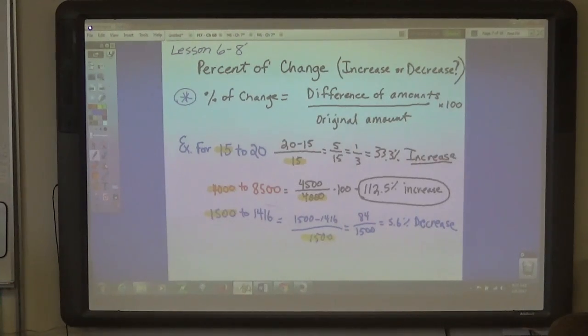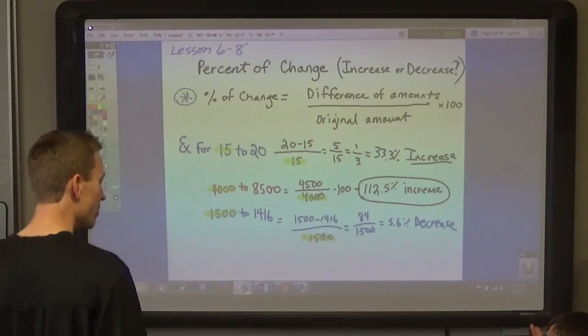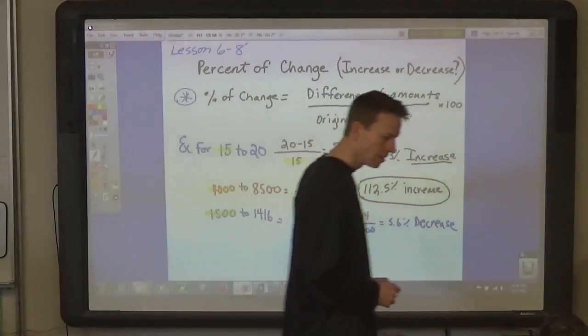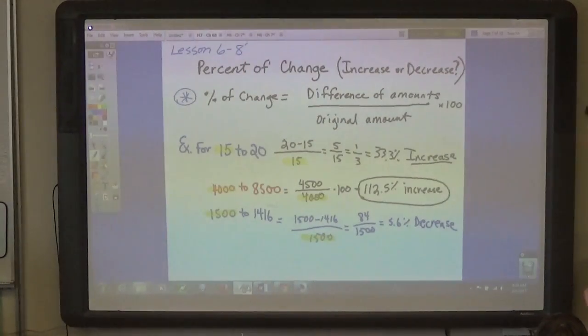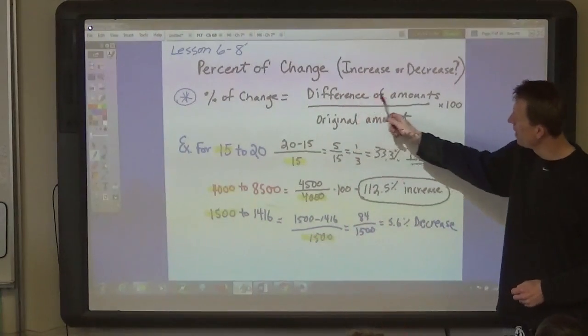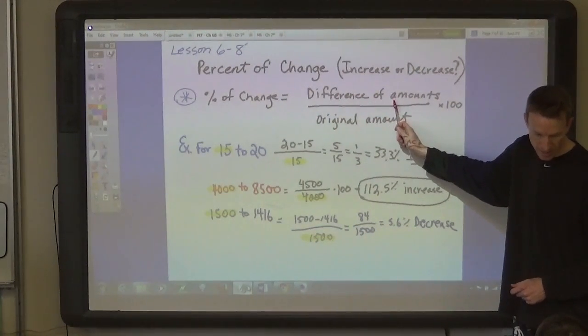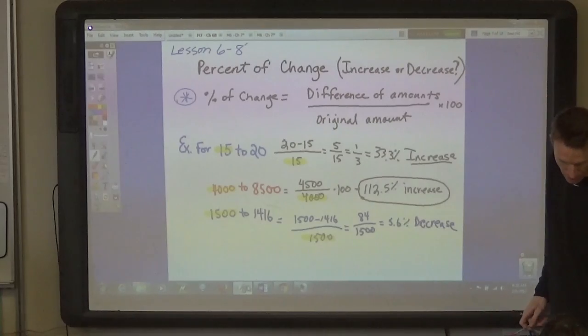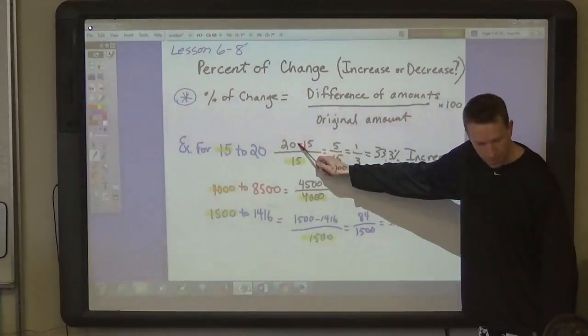Quick check B, page 329. Not right now. Do quick check B. Well, no, don't divide them first. First, find the difference of the amounts. And subtract it.